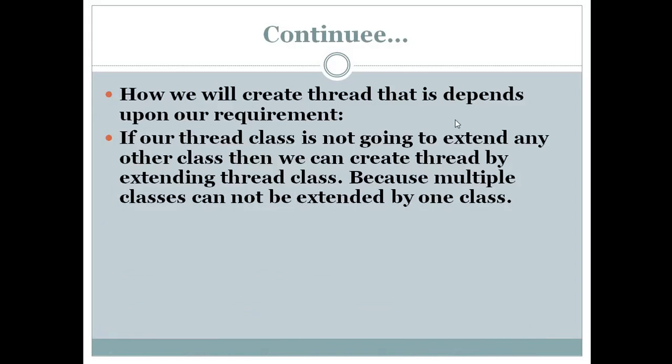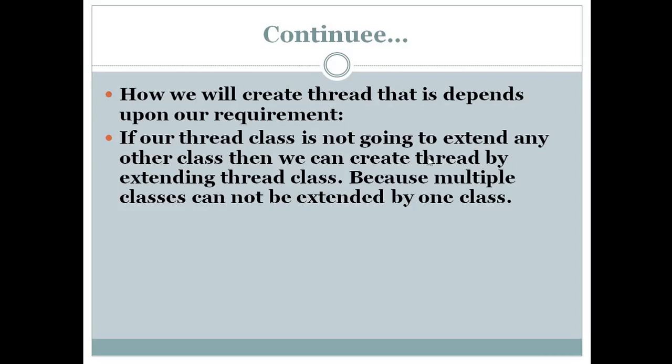How we create the thread depends upon our requirement. We can create the thread by extending the Thread class, or by implementing the Runnable interface. If our class is not going to extend any other class, then we can create the thread by extending the Thread class, because multiple classes cannot be extended by one class. If our class already extends another class, we cannot extend Thread again, because Java does not support multiple inheritance. Only one class can be extended at a time.